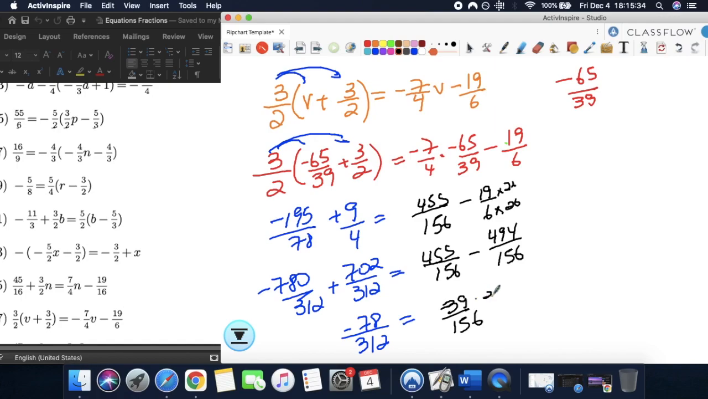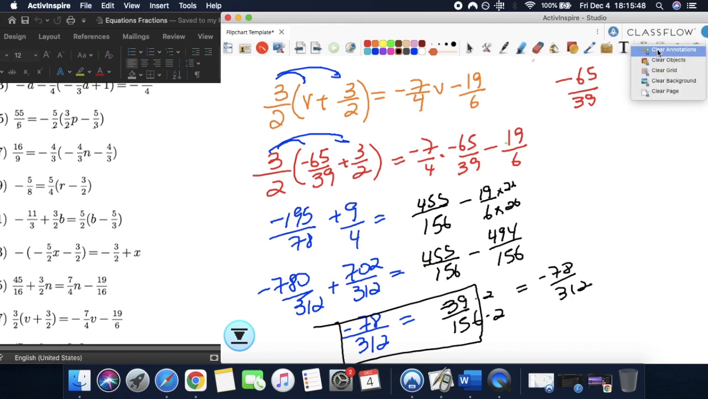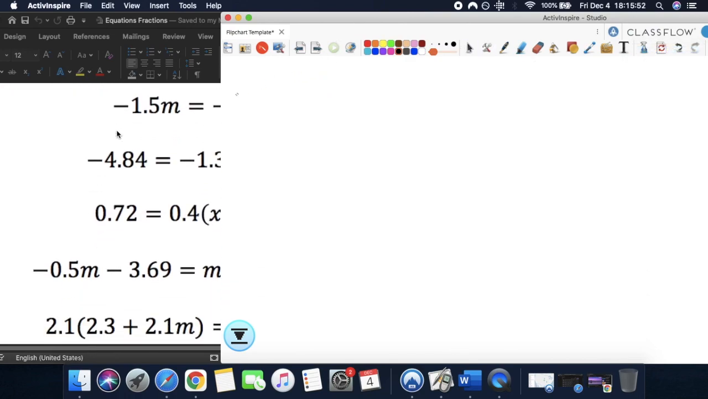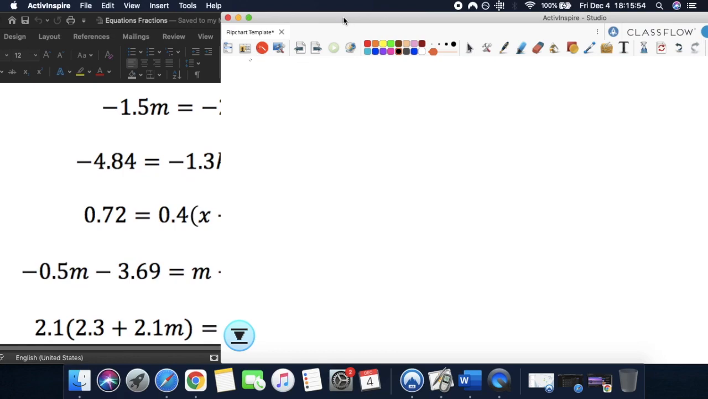So if I multiply this by 2 and this by 2, guess what? I get negative 78 over 312. So these two are equal to each other. All right, so that was relatively a little bit more simple. And that was 27. And then I think I asked you to do 3 decimal questions, right? First one, the third one, and something.